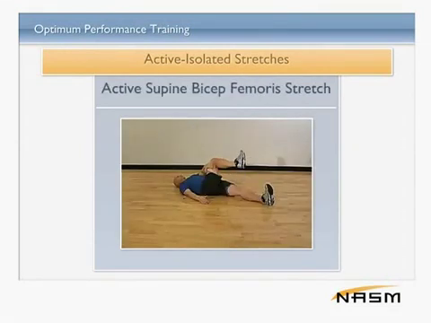The second example is the active supine biceps femoris stretch. Lie supine on the floor with legs flat. Flex and adduct the hip of the side being stretched while keeping the knee flexed. Place the opposite hand behind the knee of the leg being stretched. Draw the navel inward. With hand supporting leg, extend the knee. Hold for 1 to 2 seconds and repeat for 5 to 10 repetitions.